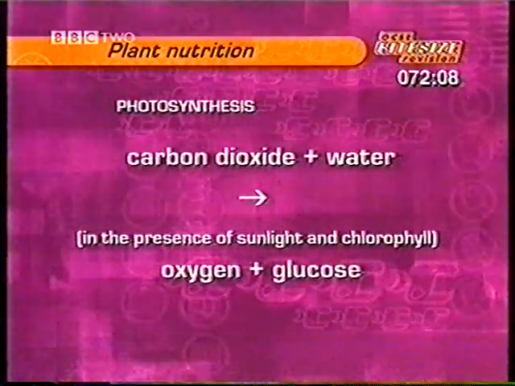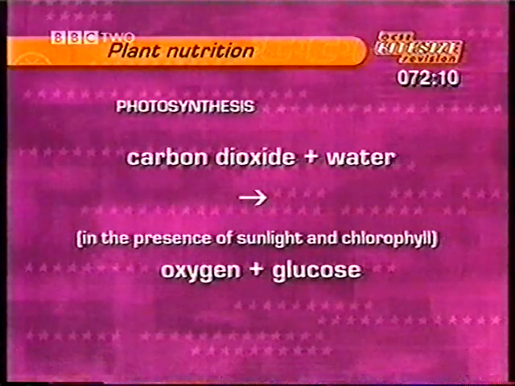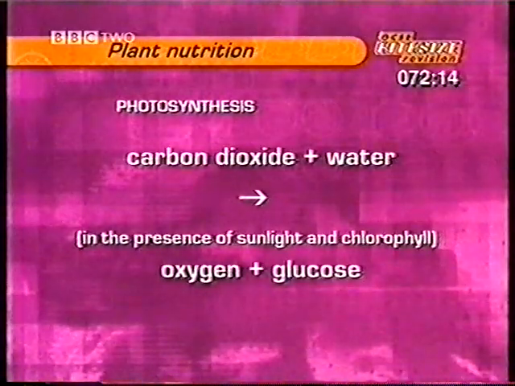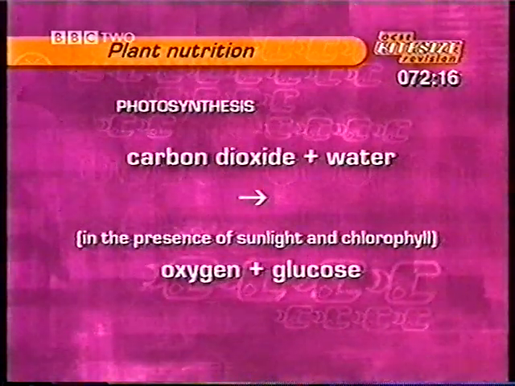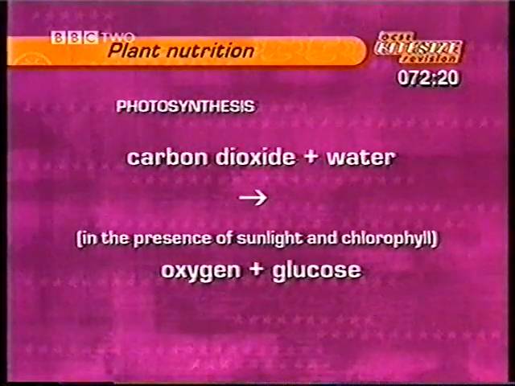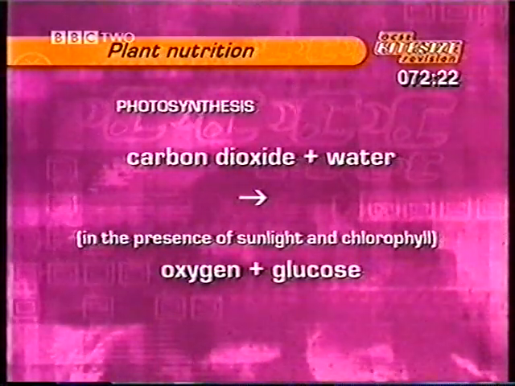This is the word equation for photosynthesis. Carbon dioxide and water produce oxygen and glucose in the presence of sunlight and chlorophyll. Sunlight provides the energy, while chlorophyll is the catalyst for the reaction.